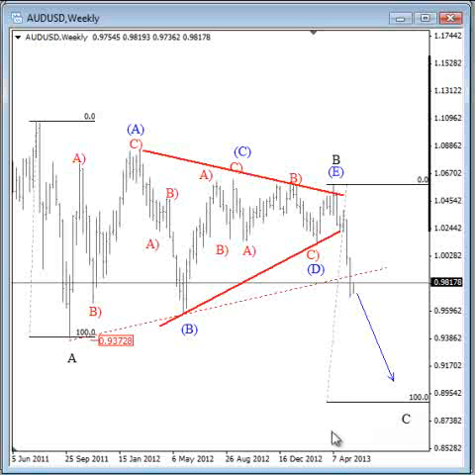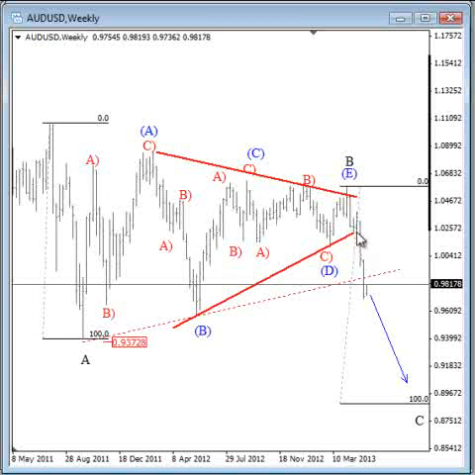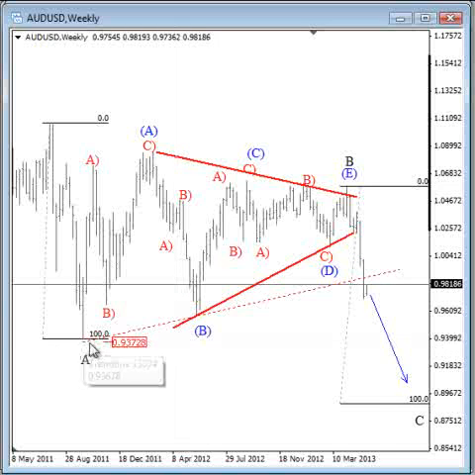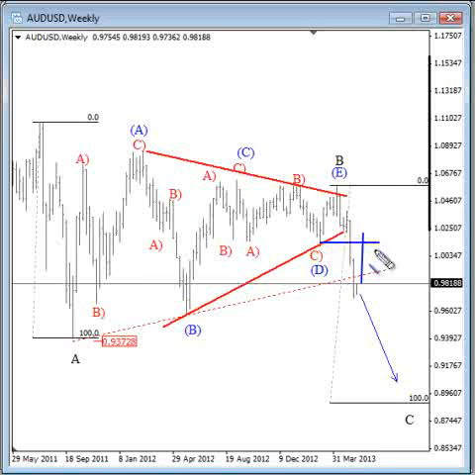So if my counts are correct, then we will see more downside in impulsive fashion in wave C, definitely beneath this wave A swing low. Okay, so for now I'm bearish on Aussie dollar, and only a sharp reversal, let's say back above this swing high, would require a new outlook. So for now I will stick to the bearish plan.